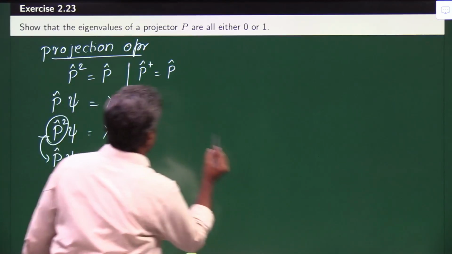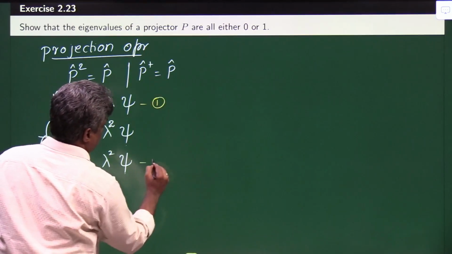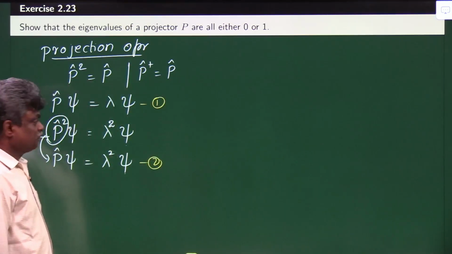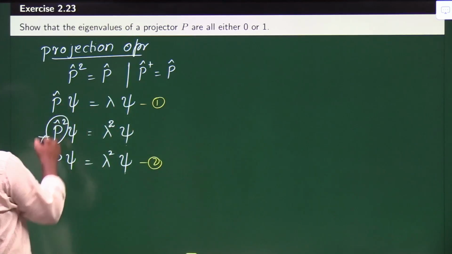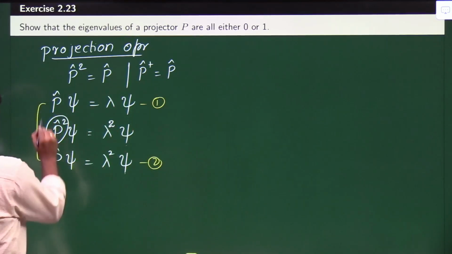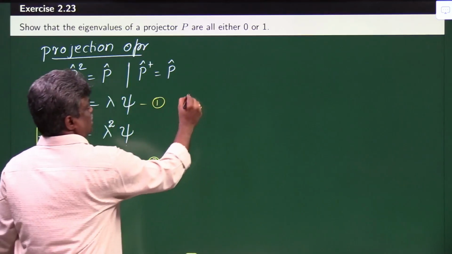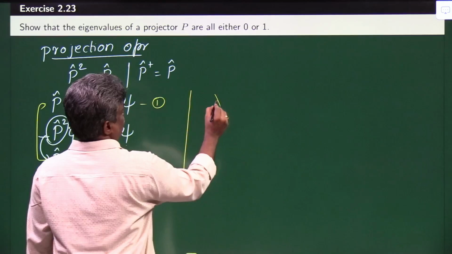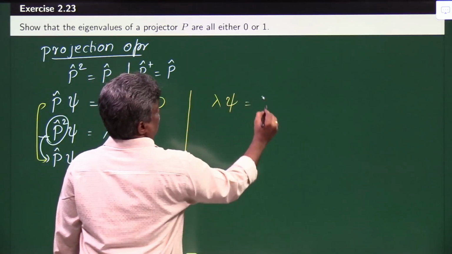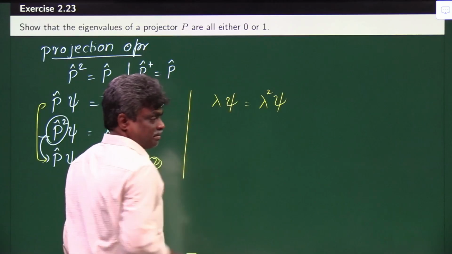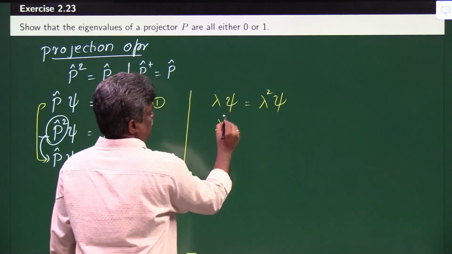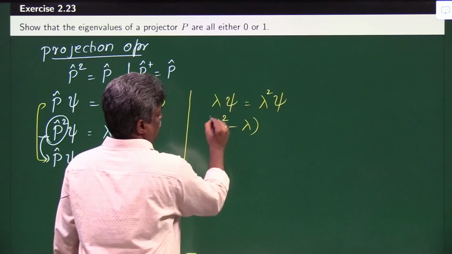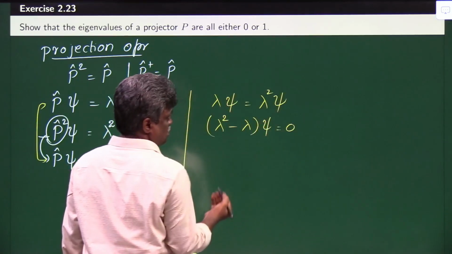So here we have two equations. Let us say this is equation 1 and this is equation 2. From these two, the left hand sides are equal, so the right hand sides are also equal. What is the meaning of this? Lambda psi equals lambda square psi. Bringing everything to one side, lambda square minus lambda into psi equals 0.